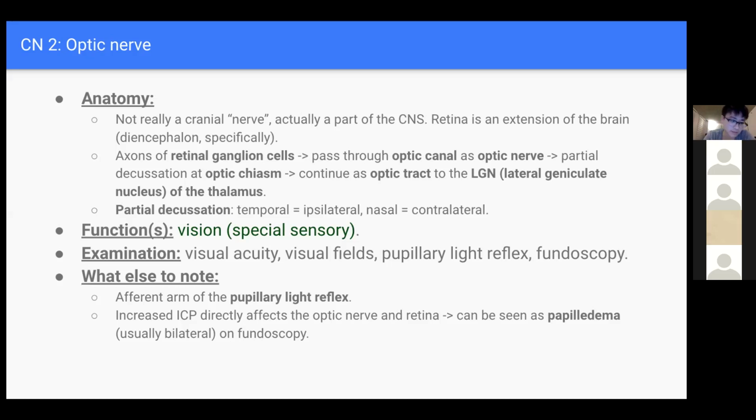And the way you would examine it, you can use a Snellen chart, right, for visual acuity. You can test visual fields. You can test pupillary light reflex, and also to look into the retina, do a fundoscopy exam. So what's important to note? CN2 is the afferent arm of the pupillary light reflex. And also, when patients have increased ICP, so intracranial pressure, it's directly going to affect the optic nerve and the retina. And you can use the fundoscope to look into the eye, and you're going to see that as papilledema. And usually that's a bilateral thing. So you're going to see it in both eyes.